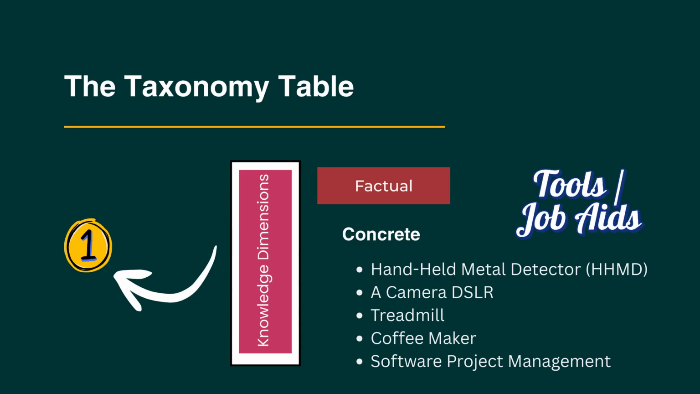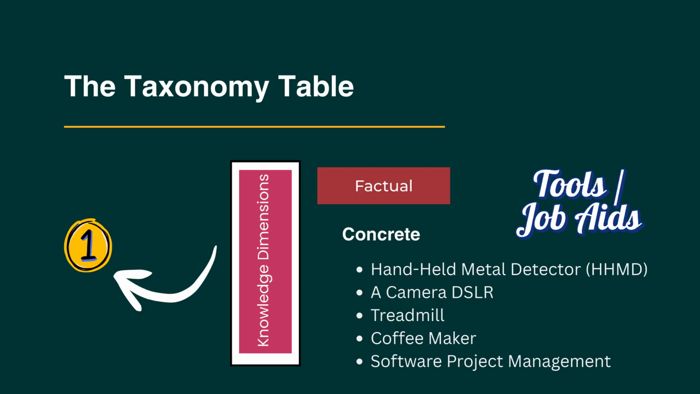Here are examples of factual knowledge expressed as tools and job aids in a concrete manner. 1. A handheld metal detector, HMD, where learners must know the terminology, parts, and how it functions. 2. A DSLR camera, where learners need to identify buttons, lenses, and basic elements before mastering photography. 3. A treadmill, where understanding the controls and safety features forms the factual base for using it.